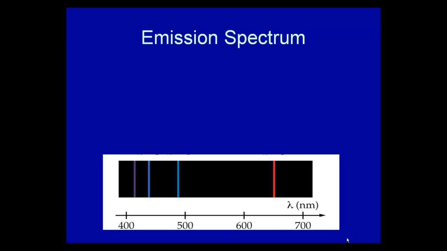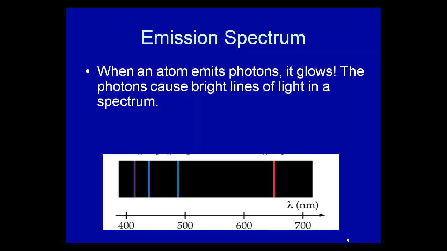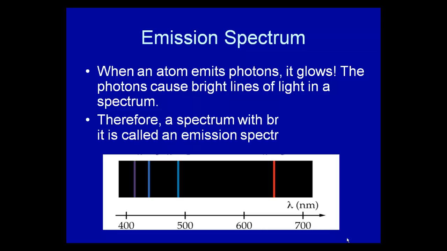We're familiar with the emission spectrums that look like this. You've looked at these in chemistry before. And again, what you see are lines that correspond with those electron energy jumps. So when an atom emits photons, it glows. The photons cause bright lines in a spectrum. This is called an emission spectrum because these are light that is being emitted. And again, if I heat something up, it makes it more obvious that I can see it. But I can see it even off things that aren't heated up or anything.